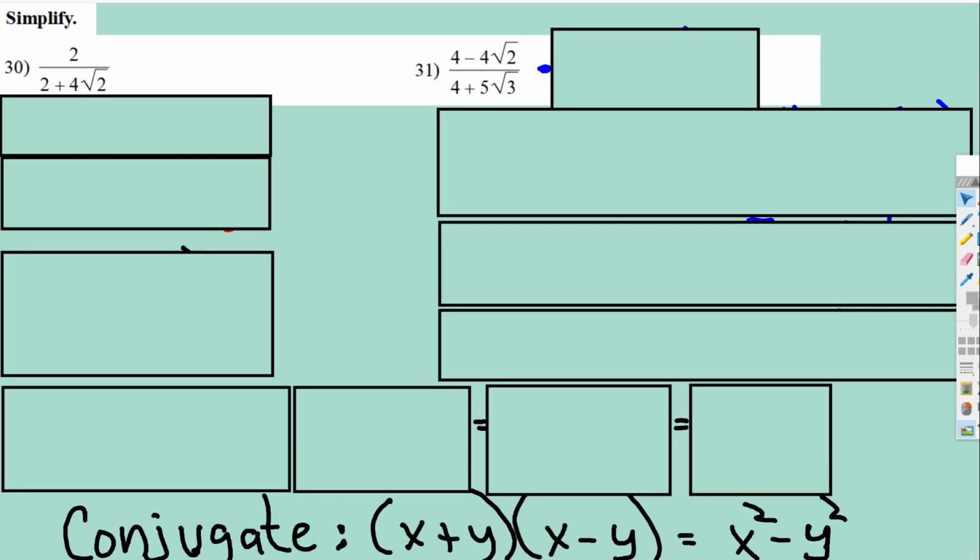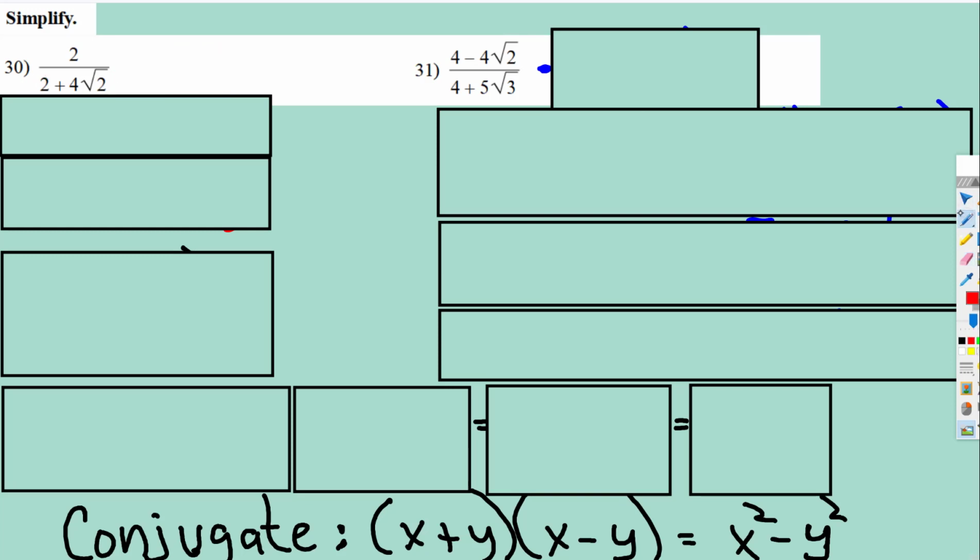All right, this next thing that we're going to be doing is rationalizing when there is a sum or difference. Notice in the denominator, we have 2 plus 4 root 2. We have 4 plus 5 root 3. Well, you can't just multiply top and bottom by root 2. If I did that, notice this is a parentheses. You'd have to do the distributive. Well, root 2 times 2 is then 2 root 2. You'd still be stuck with a radical.